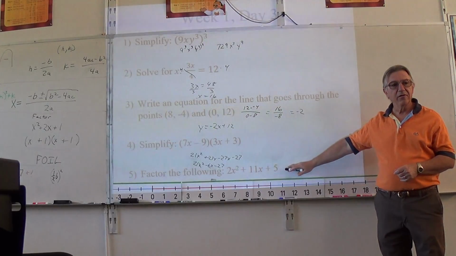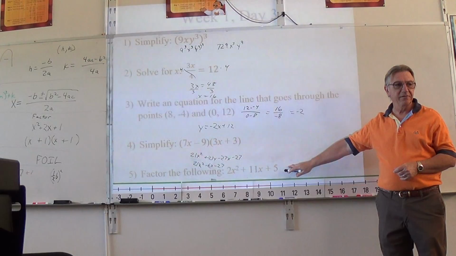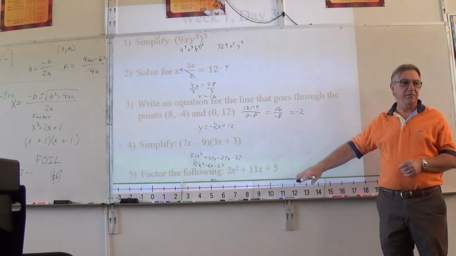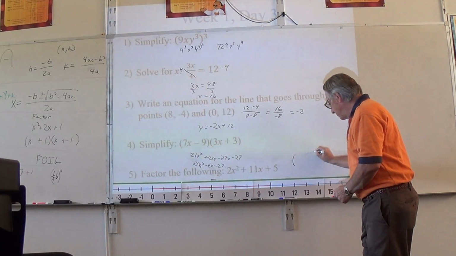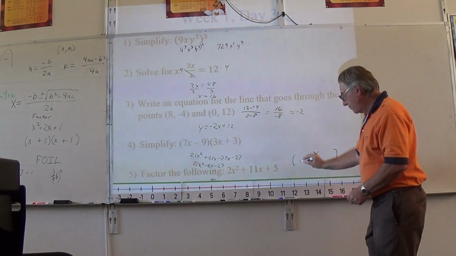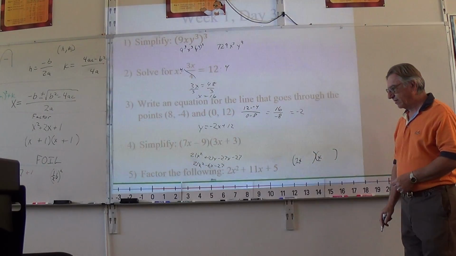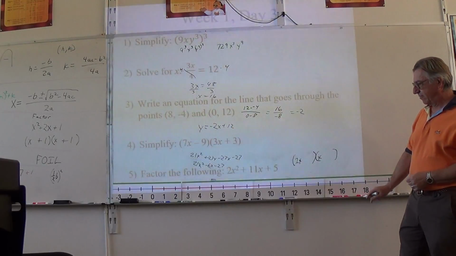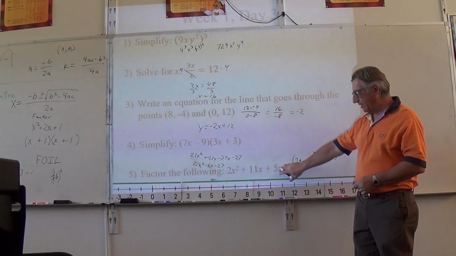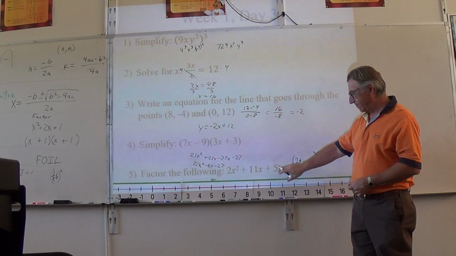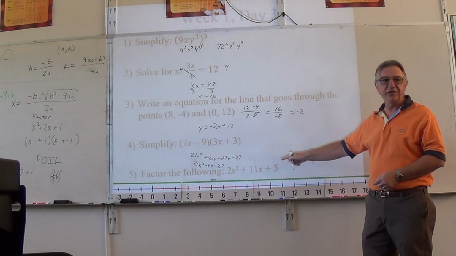So what's the first thing we want to do to factor it? Put it in parentheses. So you've got 2x times x is 2x squared. And then we've got to have 2 numbers that multiplied by each other equal 5. But when one of them is multiplied by the 2 and added to the other one, it's going to equal 11.